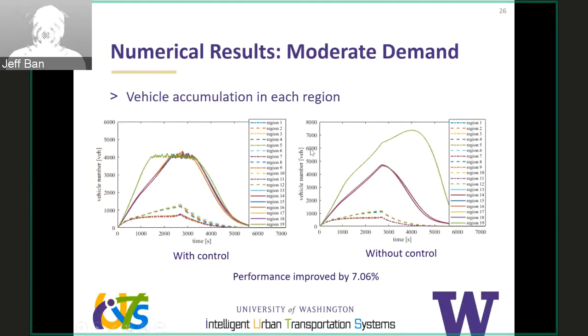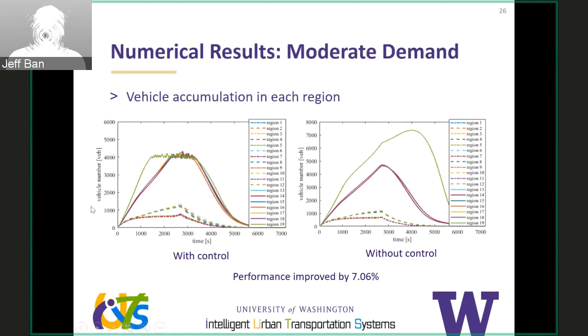These two figures show the number of vehicles, right? As time goes on, the number of vehicles in each region, the 19 regions. Okay, some of the lines almost overlap. That's why you see not too many lines. But with the control, I use 4,000 as a homogeneous threshold for the number of vehicles in the region, right? How many vehicles you allow? We call that threshold, like dividing into the congested and uncongested region.